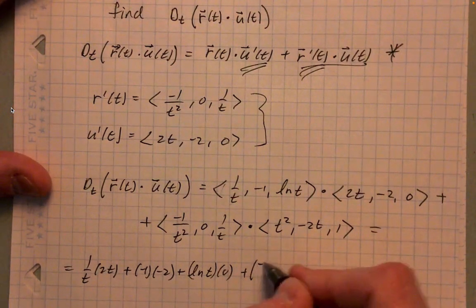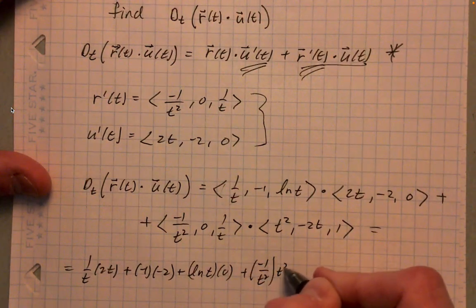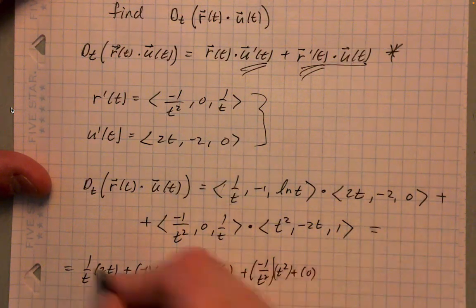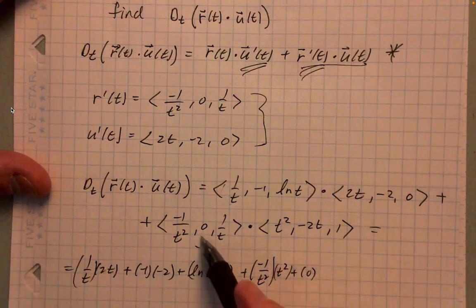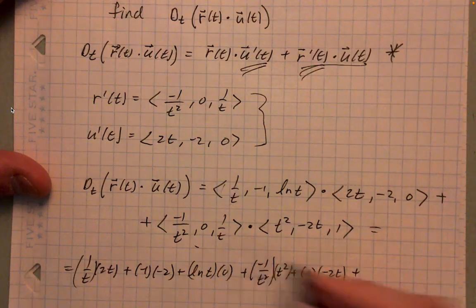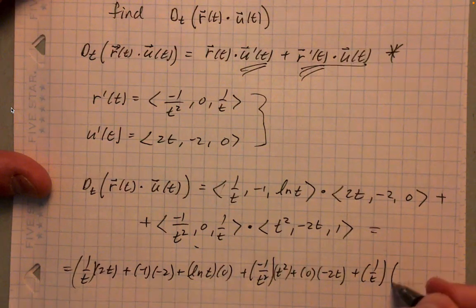All right, so this would be negative 1 over t squared times t squared, plus 0. I should really put everything in parentheses just to make sure. Plus 0 times negative 2t, plus 1 over t times 1.